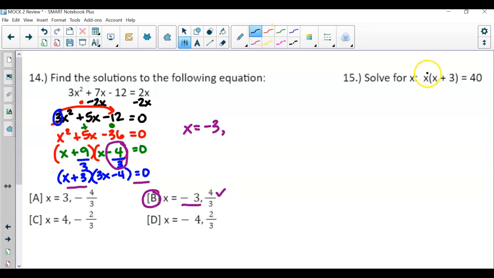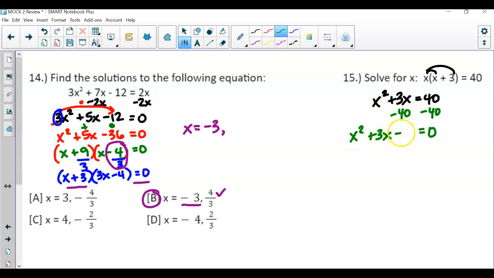Question 15, we are solving. I do notice I need to distribute my x here. So x times x is x squared, and 3 times x is 3x. Still equal to 40, but remember when solving, our equation has to equal 0. So that means I need to subtract 40 from both sides, but can I subtract it from anything? No. So x squared plus 3x minus 40. Now here, a is 1, it's just x squared by itself, so we can factor, go straight to the table. What numbers multiply to get you negative 40 and add to get you 3?